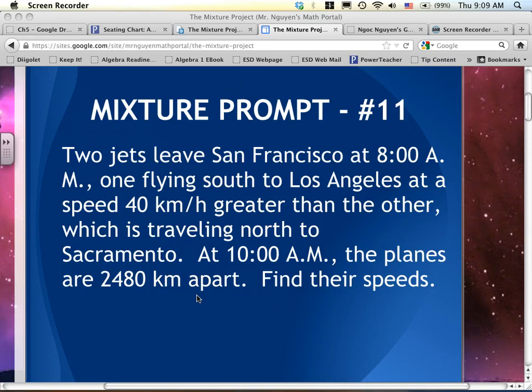Okay, so let's read this problem carefully before we have this discussion in class. Two jets leave San Francisco at 8 a.m., one flying south to LA at a speed 40 kilometers per hour greater than the other, which is traveling north to Sacramento. At 10 a.m. the planes are 2,480 kilometers apart. Find their speeds. Okay, based on this problem, did I give you anything about the speed of the two jets?